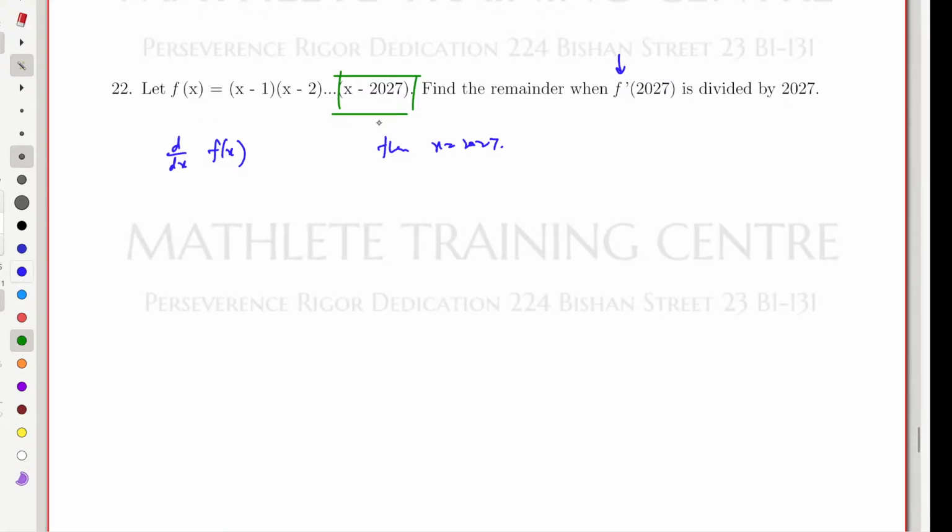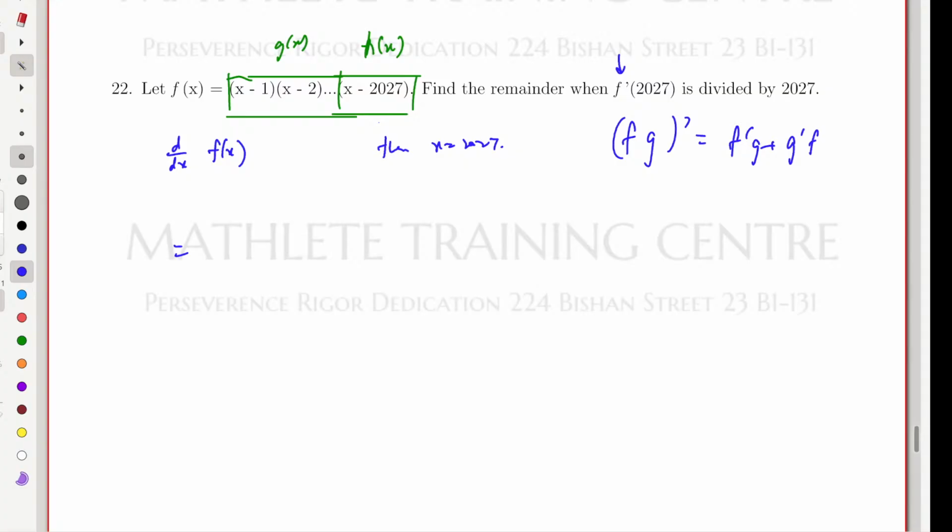How to use the product rule again? Maybe some of you haven't learned this before, but if you differentiate two functions, let's say f and g, then it is f prime g plus g prime f. In other words, I'm going to call the first part g and the second part h, basically. So if you differentiate this f(x) here, it's going to be g prime h plus h prime g.